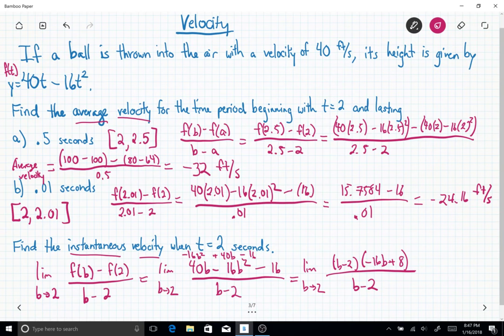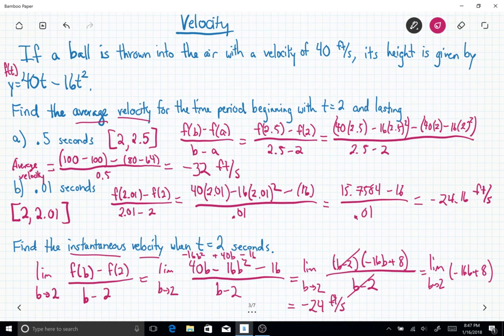So now the b minus 2 factors cancel, and what we're left with is the limit as b approaches 2 of negative 16b plus 8. So that's negative 32 plus 8. So notice that thing equals negative 24 feet per second.